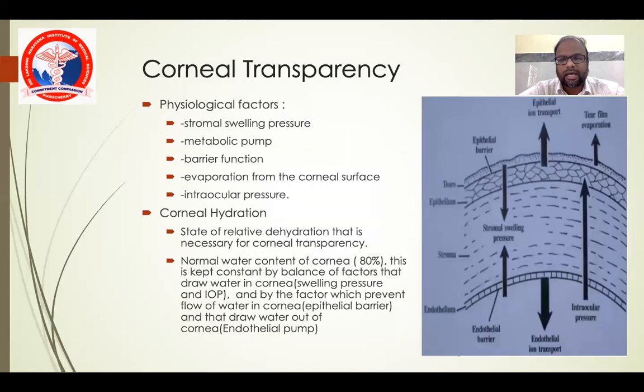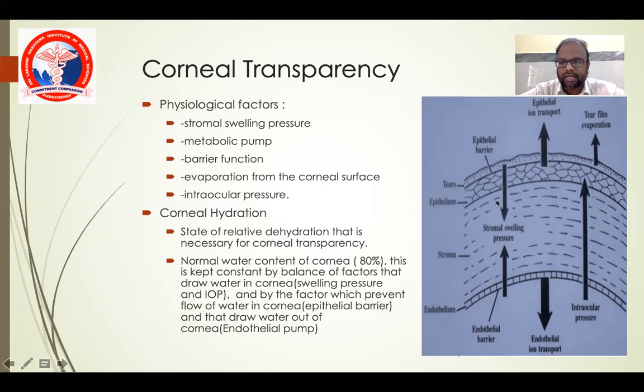Now let us see how corneal transparency is maintained. The corneal transparency is maintained by various physiological factors. That is, the stromal swelling pressure. You can see in this diagram, there is a stromal swelling pressure which allows the stroma to swell or increase in size. And there are also metabolic pumps, both in the epithelium and the endothelium, which constantly move water from inside the cornea to the aqueous humor by the endothelium and towards the tear film in the case of the epithelium.